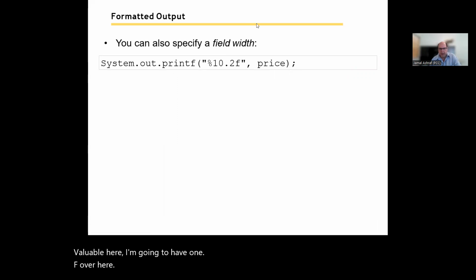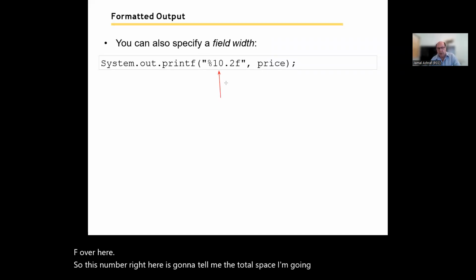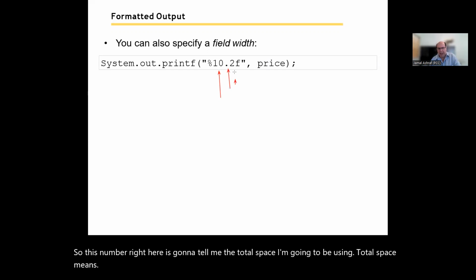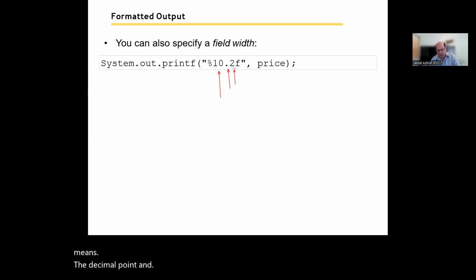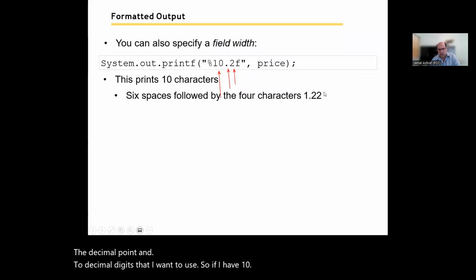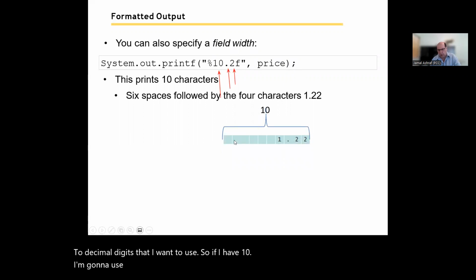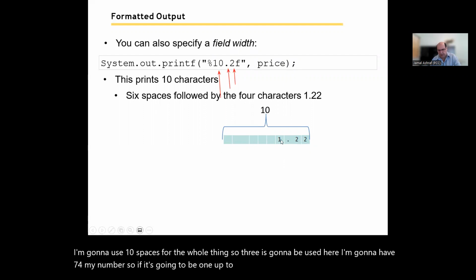So this number right here is going to tell me the total space I'm going to be using. Total space means the decimal point and the decimal digits that I want to use. So if I have 10, I'm going to use 10 spaces for the whole thing. So 3 is going to be used here. I'm going to have 7 for my number. So if it's going to be 1 up to 7, it's going to be printed over here. And this way, they are going to be lining up after each other.